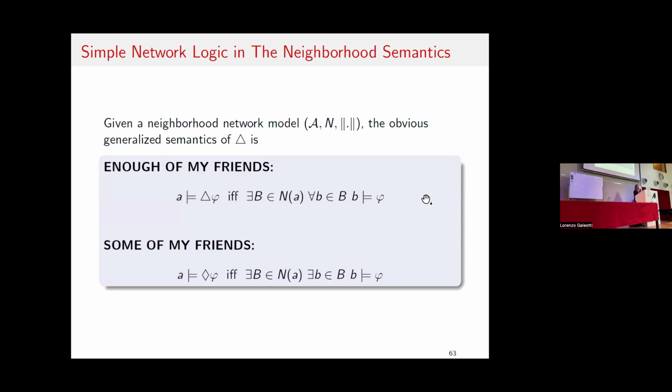Here I have written down the semantic meaning of triangle using the neighborhood semantics. The neighborhood semantics is very simple indeed. Remember, it's a set of agents, a neighborhood function, and an evaluation. And the neighborhood function gives me for every agent the circles of friends that are influential for her. So triangle phi in that semantics means just that there exists an influential circle of friends B, all of whom have property phi. And some agent A has some friend who has property phi just means there exists an influential circle, capital B, and one agent in it, small b, has property phi.